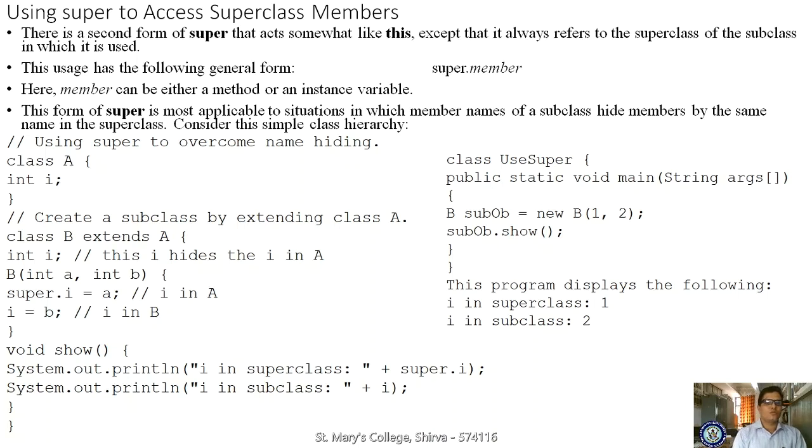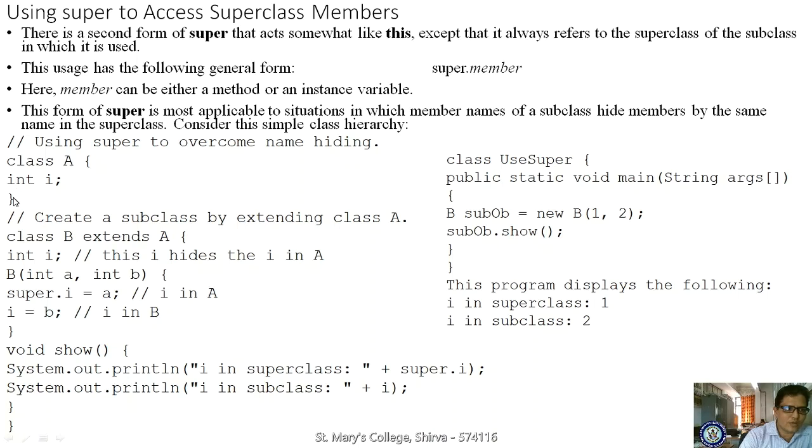Okay, so by using the super method, you are calling the base class constructor. By using the super keyword, you can access the member variable of the base class also through the subclass. Through the subclass only you can access the base class members. Okay, so that is the concept. To understand this concept, please observe here.